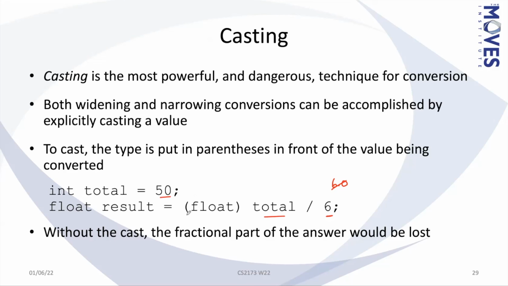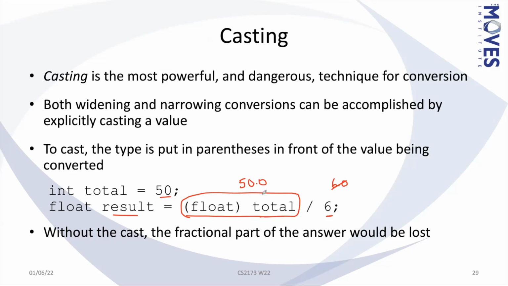This cast, this expression, will take the total and turn it into a floating point value, 50.0. So this is now 50.0. And now when you divide that by an integer, it will promote the integer to a floating point and then put the result, in this case, in a float, which is legal. If you don't cast it, you lose the fractional part.